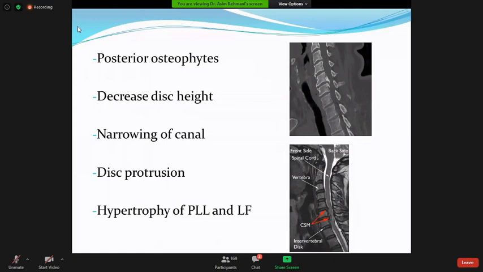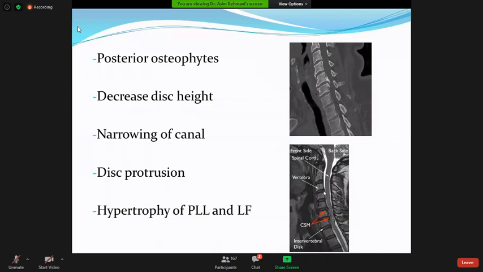You can also appreciate there is slight thickening of the ligamentum flavum. Sometimes we can have a thickening of the posterior longitudinal ligament. This is basically the posterior longitudinal ligament which runs from the clivus through the spinal canal behind all the vertebrae within the canal. So this is called the posterior longitudinal ligament.